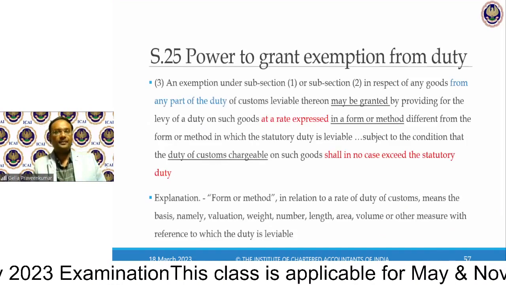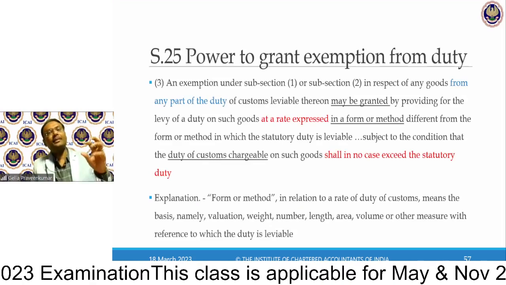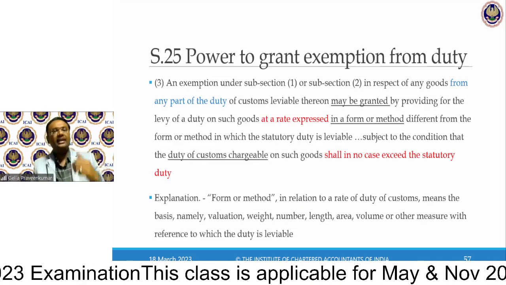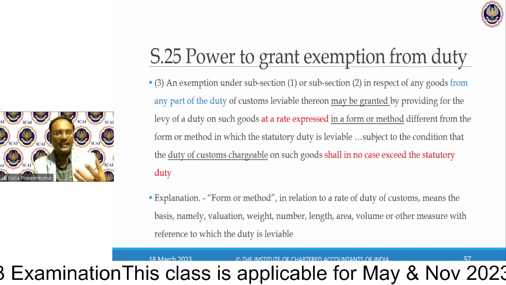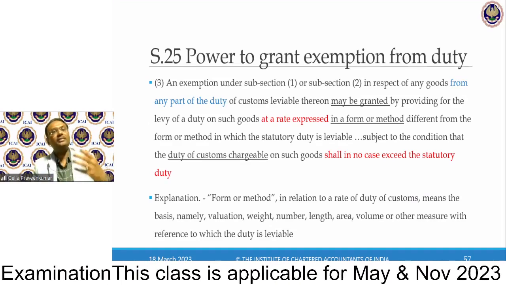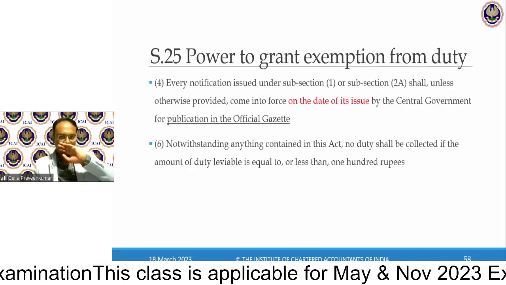Moving further, generally whenever a notification is given, they refer that it is applicable on the basis of a unit of measurement: length, mass, capacity, quantity, liters. Whichever form they wanted to give, in that form these exemption notifications are given.